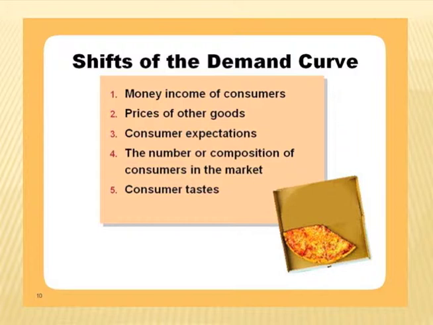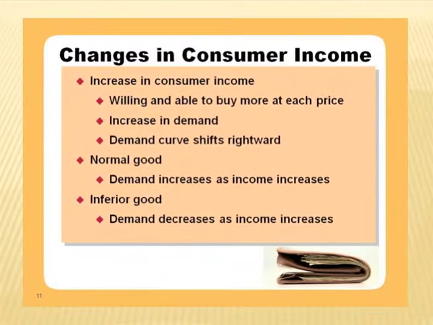Now, things that affect the entire relationship are referred to as non-price determinants of demand. And remember, it's not non-price determinants of quantity demanded, because now we're talking about things that move the entire curve, that cause the entire curve to take a new position. The relationship will remain an inverse relationship, but its nature will change. And let's talk about each one of these individually.